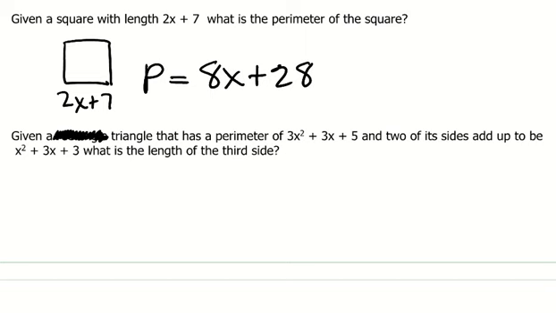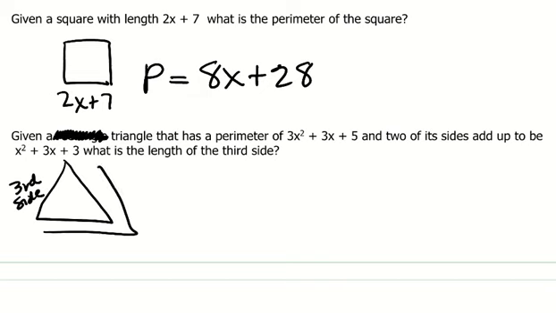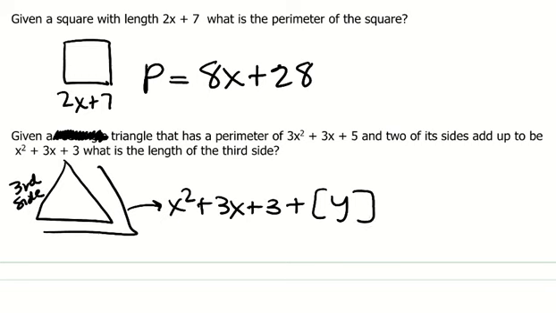Okay, so perimeter, so I've got just some kind of old-fashioned triangle. Two of the sides, okay, this is the third side. And two of them add up to, in total, x squared plus 3x plus 3, plus this third side, which I guess I'll call y, equals the perimeter, which is 3x squared plus 3x minus 5.